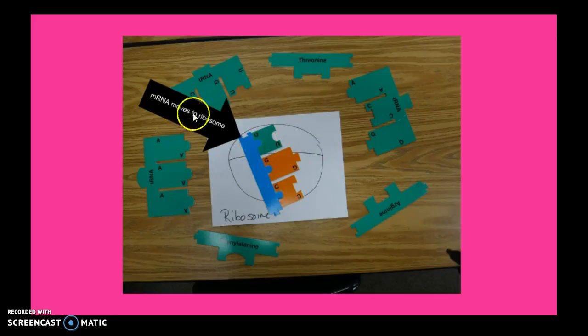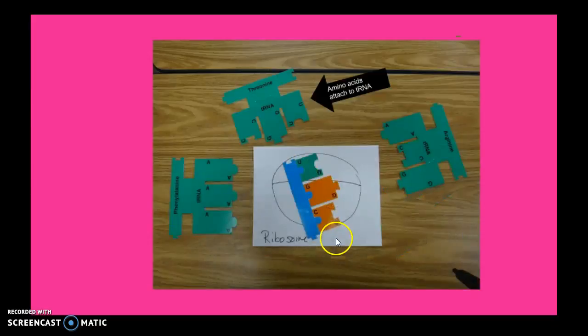So out in the cytoplasm here, you can see our other molecules that are going to become important in the next step of this process, which is translation. We have tRNA here, here, and here, and then we have some amino acids here, here, and here. So this is your mRNA codon, and it's in the ribosome. Out in the cytoplasm, we have this stuff floating around, and these amino acids find the tRNA that they match up with, and they bind to it. So the amino acids attach to the tRNA.